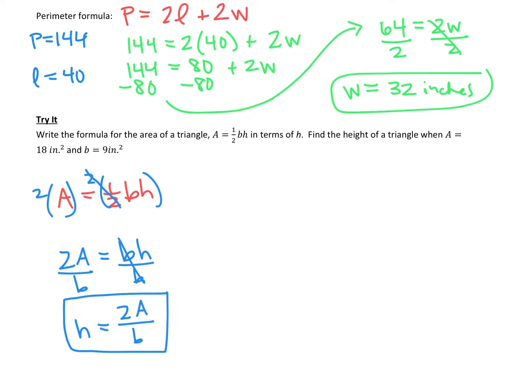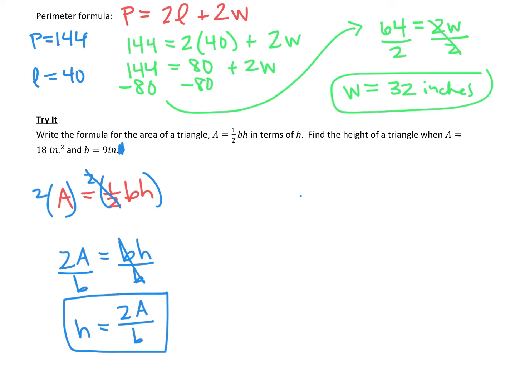It says, find the height of a triangle. So we have a formula for height when A equals 18 inches squared. I do want to point out inches squared is our label for area, and B equals 9 inches. This inches should not have a squared on it. So that is a typo right there. I'll just say our base is equal to 9 inches.